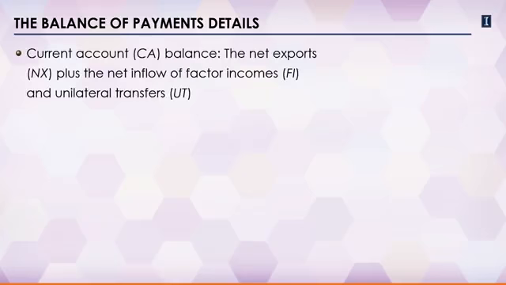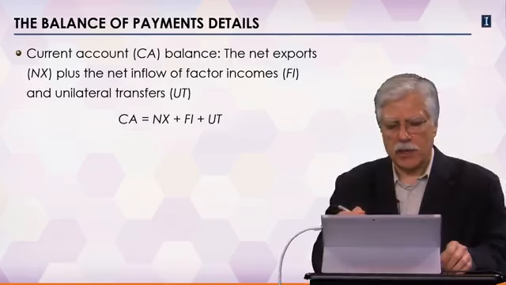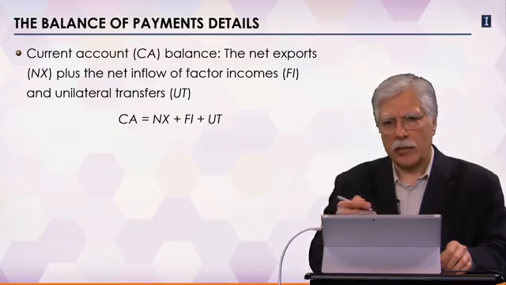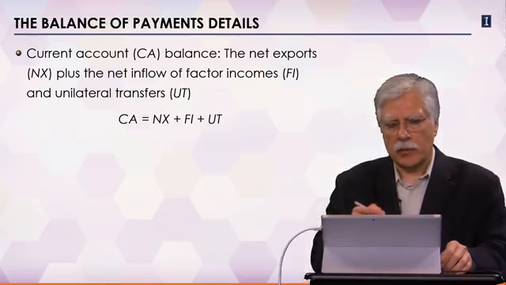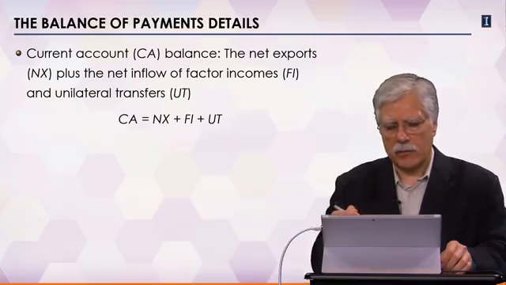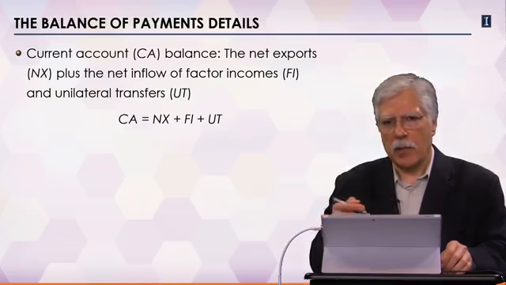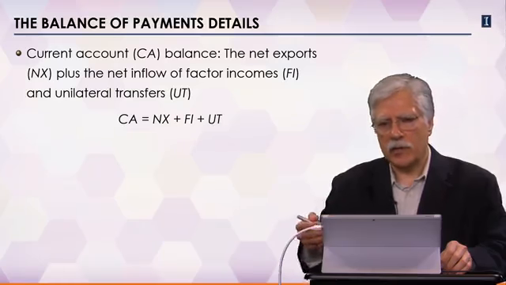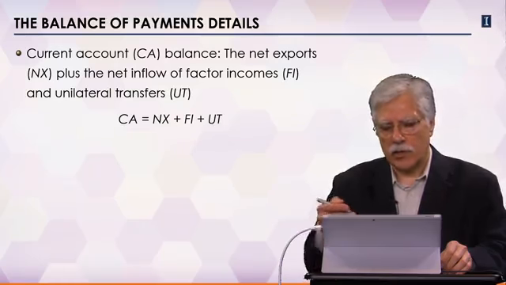So let me explain this in more specific terms. Our net exports plus the net inflow of factor incomes, or FI, and unilateral transfers, UT, add up to an amount that we call current account. So that terminology is very common. Current account balance represents the money that we either have to finance through reserve reductions or borrowing.